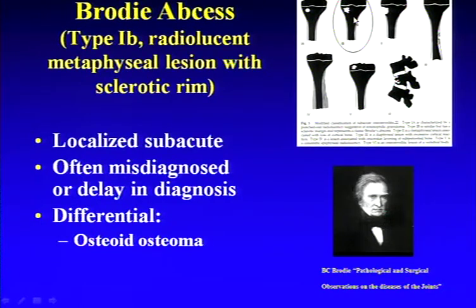The type 2 has more of a sclerotic rim, and that's more of the Brodie's abscess. And Benjamin Collins Brodie was one of the early surgeons working in the mid-1800s, I think in Ireland, if I'm not mistaken. But he was the first to describe this, and it's really a localized subacute osteomyelitis that's walled off. The body, for some reason, is able to wall these off.